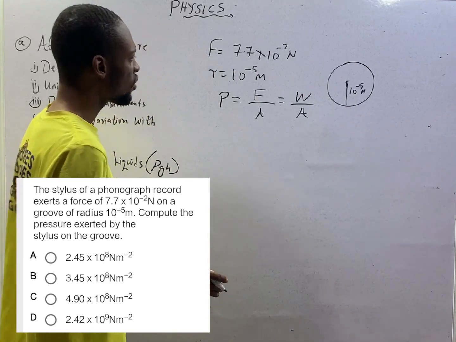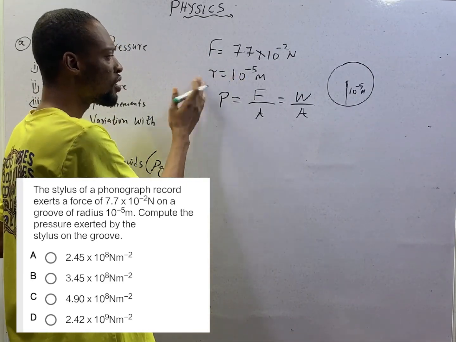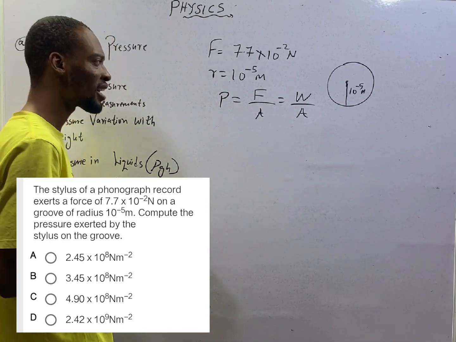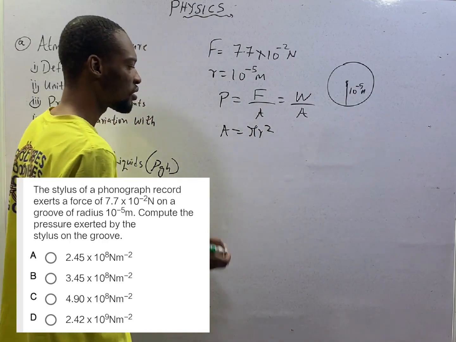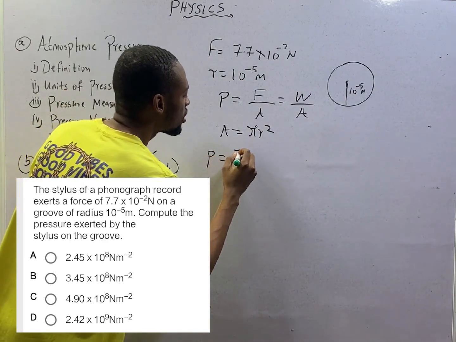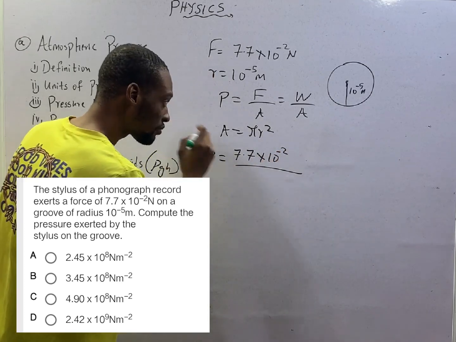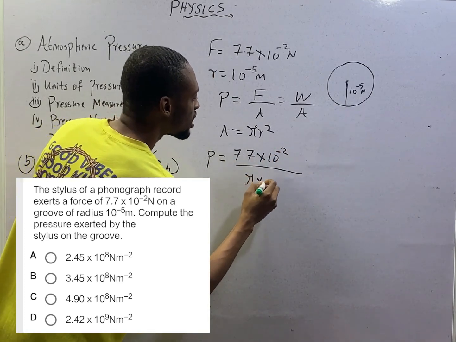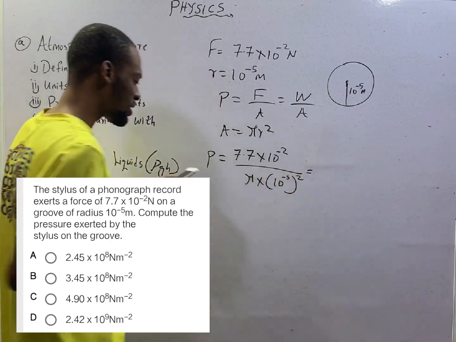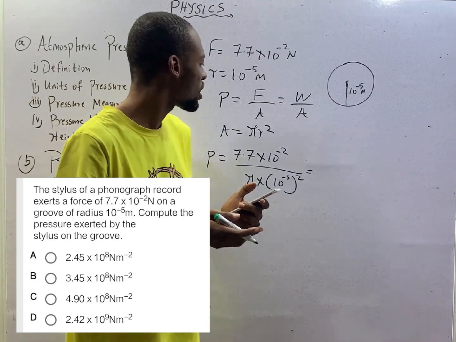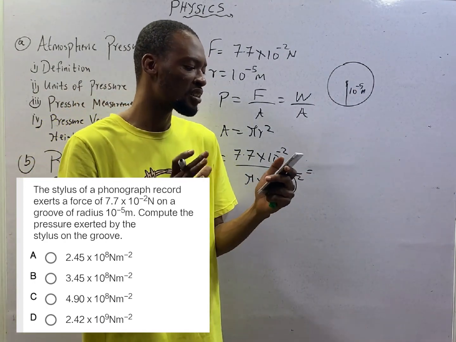From here, what is area? We don't have area, but we have radius. From radius, we can calculate area. Area is equals pi r squared. So pressure is equals 7.7 times 10 to the power of minus 2 over pi times 10 to the power of minus 5 squared. That is it. That should give you 2.45 times 10 raised to the power of 8 Newton per meter squared.